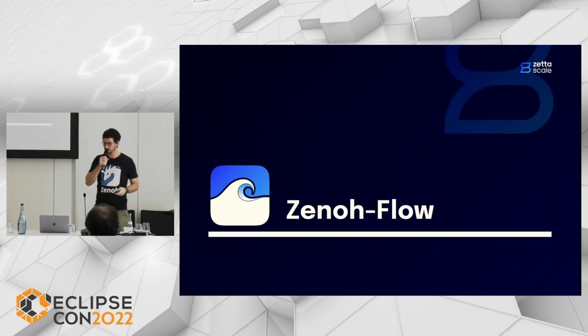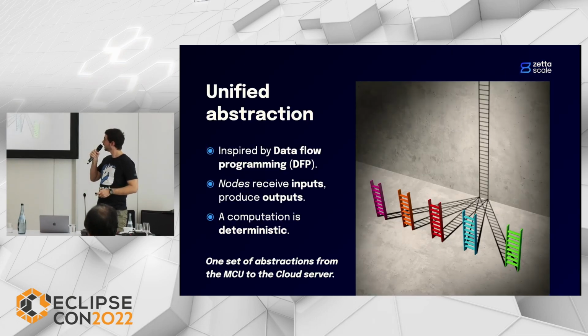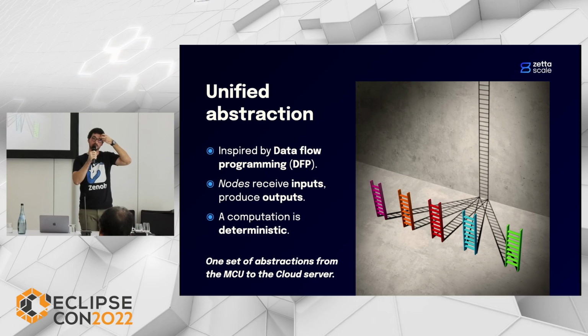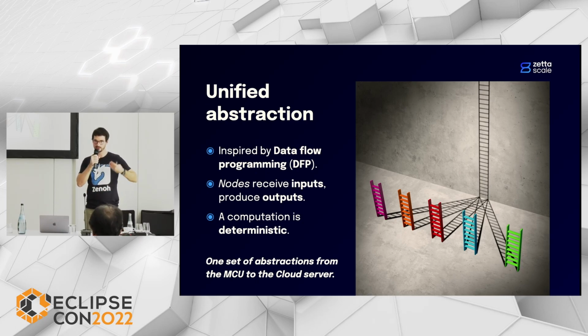Okay, so how does Zenoh-Flow work? First, as I mentioned, it's a unified abstraction inspired by data flow programming. Basically, your building blocks are nodes that receive inputs and produce outputs. A computation in Zenoh-Flow is deterministic, meaning for the same set of inputs, you produce the same set of outputs. We ensure this by adding timestamps to every piece of data that's produced, such that you can record them and then send them again, with exactly the same time lapse between them, such that you will have the same output.